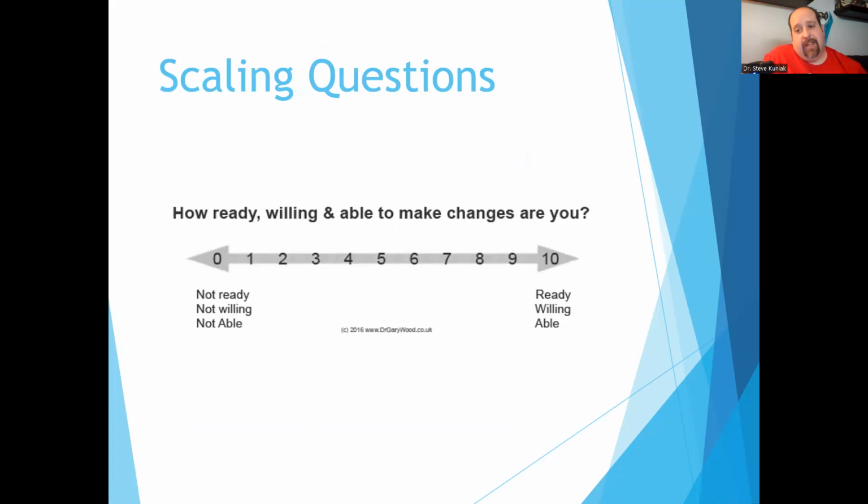Here's some specific examples of questions that you could ask. Scaling questions tend to be found in solution focused brief theoretical orientation. However, you can use them in any theoretical orientation that you're using. So, how ready, willing, and able are you to make changes on a scale? And you have to ask.